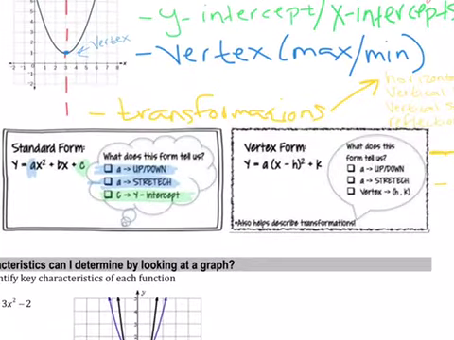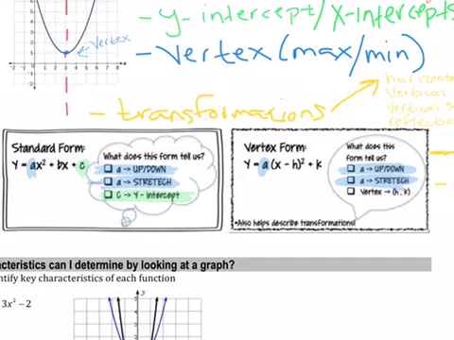Okay, let's go over to vertex form. This is going to be a little different from what you guys are used to, but it's still going to tell us the same things. How does it do that? Okay, so A is going to tell us the same thing: up and down, vertical stretch. The vertex is going to be told to us in vertex form, hence the name.